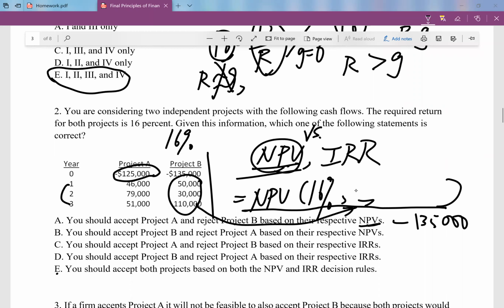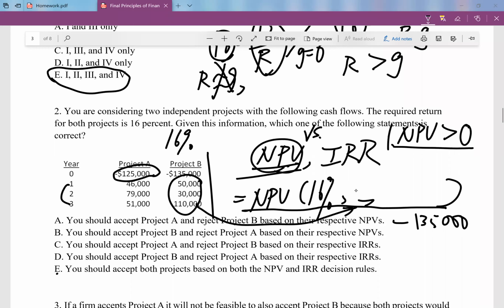And for NPV, it should also be positive. If a project has a negative NPV, that means it should be rejected. NPV must be positive.